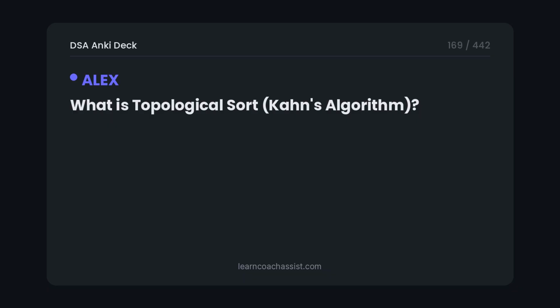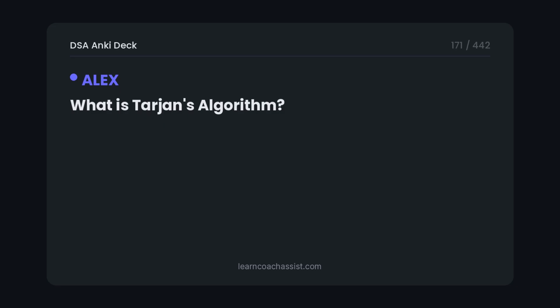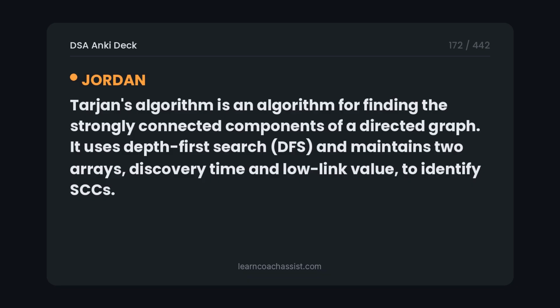What is topological sort, Kahn's algorithm? Kahn's algorithm is a topological sorting method for directed acyclic graphs, DAGs. It works by repeatedly removing nodes with 0 in-degree and updating the in-degrees of their neighbors. What is Tarjan's algorithm? Tarjan's algorithm is an algorithm for finding the strongly connected components of a directed graph. It uses depth-first search, DFS, and maintains two arrays, discovery time and low-link value, to identify SCCs.